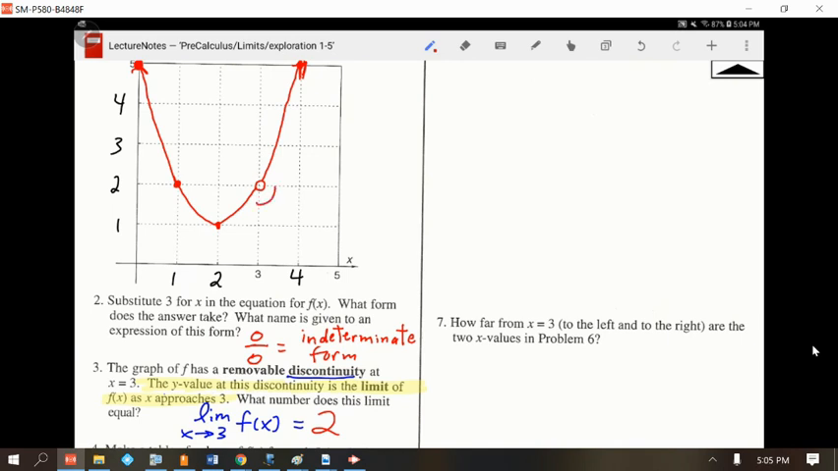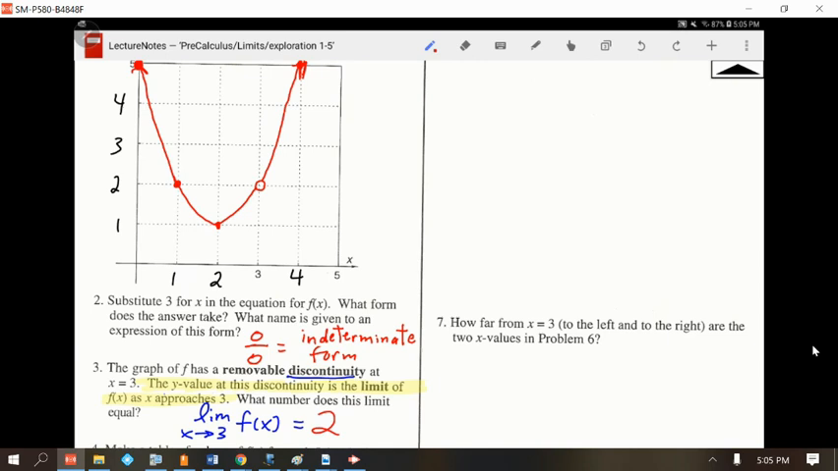When you plug 3 into the function at the top, you get 0 over 0. That's what question 2 is asking. 0 over 0 is called indeterminate form, as it says in the objective at the top of the screen: finding a limit at an indeterminate form. The graph at an indeterminate form has a hole. The fancy math word for a hole in the graph is a removable discontinuity.